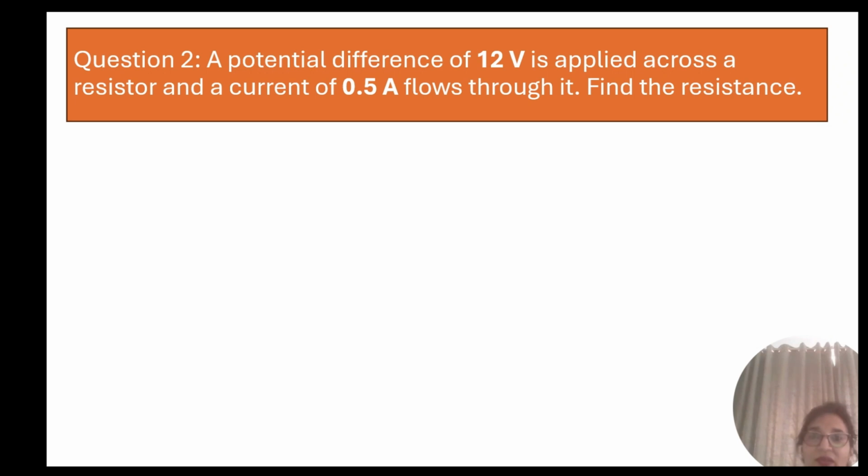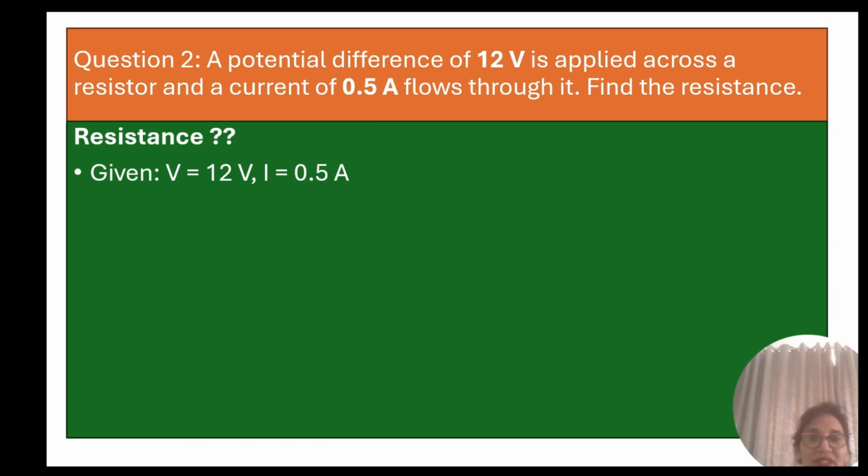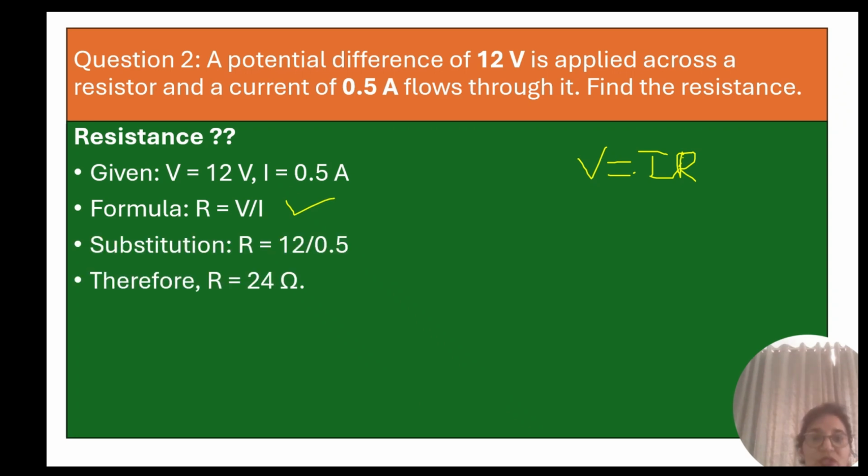A potential difference of 12 volt is applied across a resistor and a current of 0.5 ampere flows through it. Find the resistance. Now again, what we have to find? Resistance. What is given? Voltage, which is 12, and current, 0.5 ampere. As we know, the formula is V is equal to IR. I'll quickly jot it down. But here, what has been asked? We have asked resistance. So resistance will be the subject and it becomes V upon I. So after substituting 12 upon 0.5, you get resistance as 24 ohm.